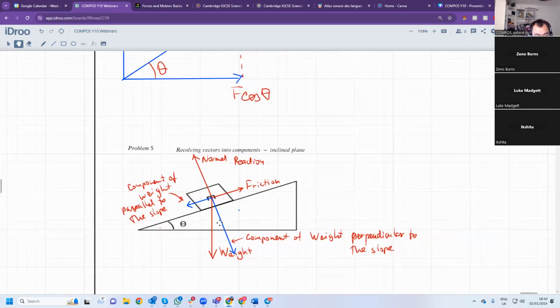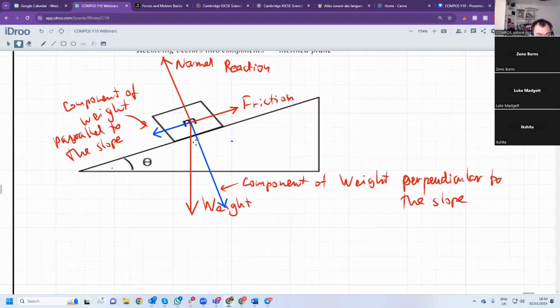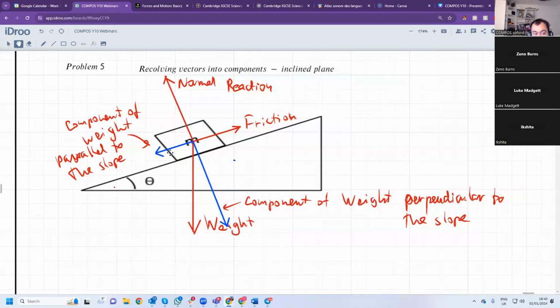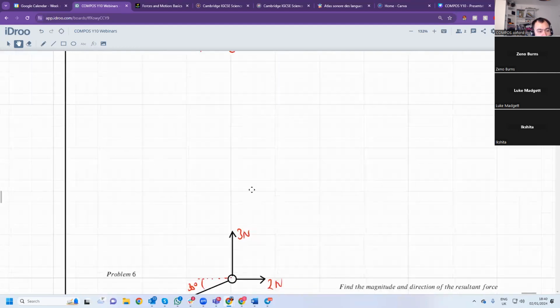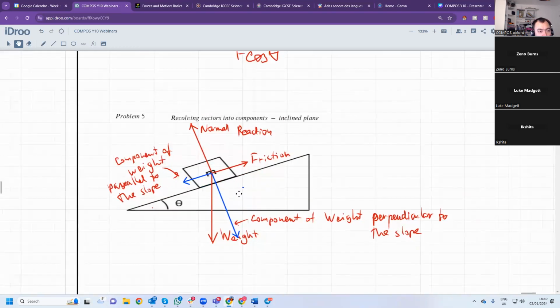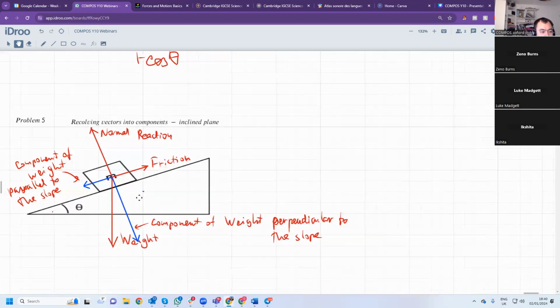What I've done is I said instead of weight, I have the weight parallel to the slope and weight perpendicular to the slope. And you have something else, which is into components. Why is this useful? Well, this is useful because if the box were to move, it would be moving along the slope. It wouldn't be moving perpendicular to the slope.